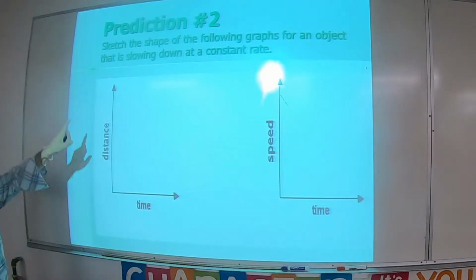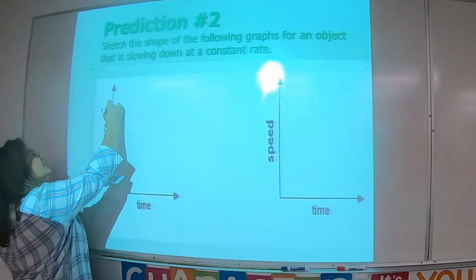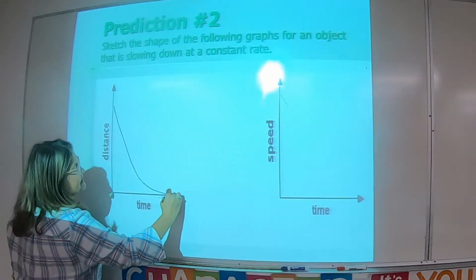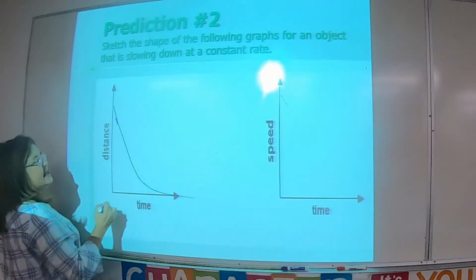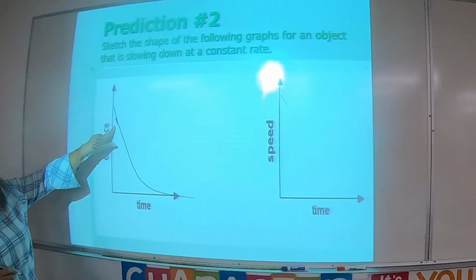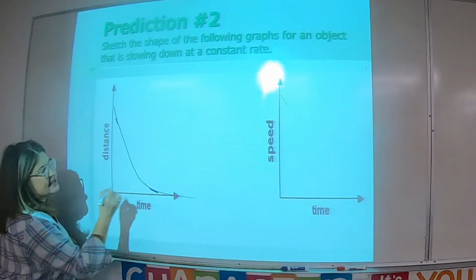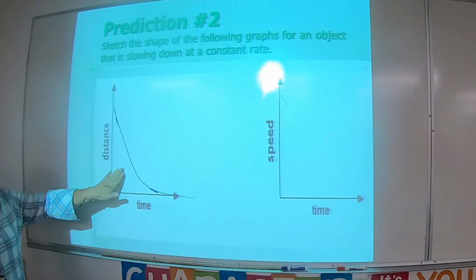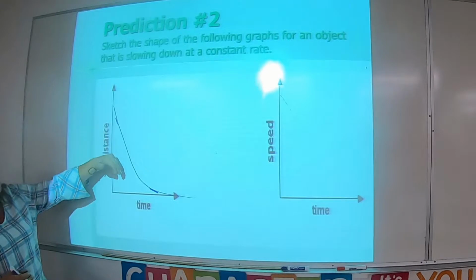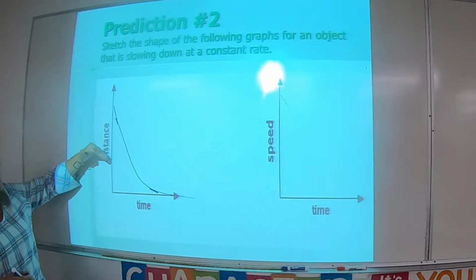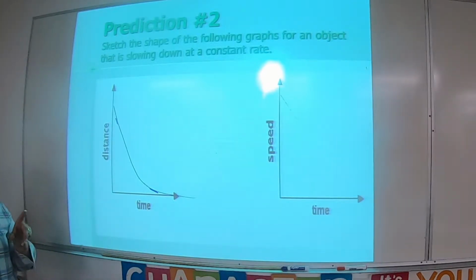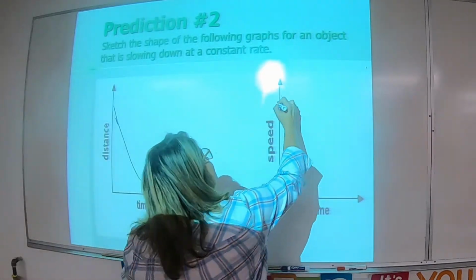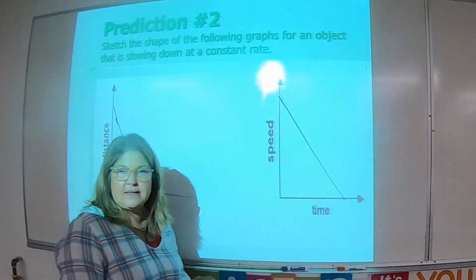Okay? Now, let's look at another possibility. If I want to have slowing down at a constant rate, perhaps I could do this as well. So again, this would say it is very fast. Here, the speed is very slow, but it looks different because the object is going towards home. The speed is still slowing down at a constant rate. When I do my graph for speed time, it will still look like this.